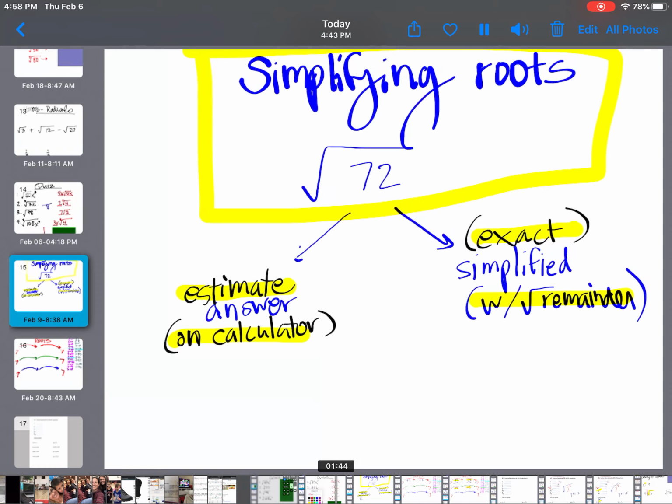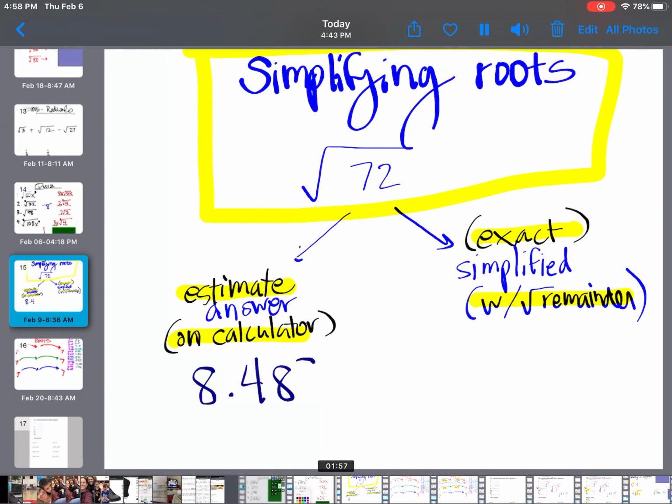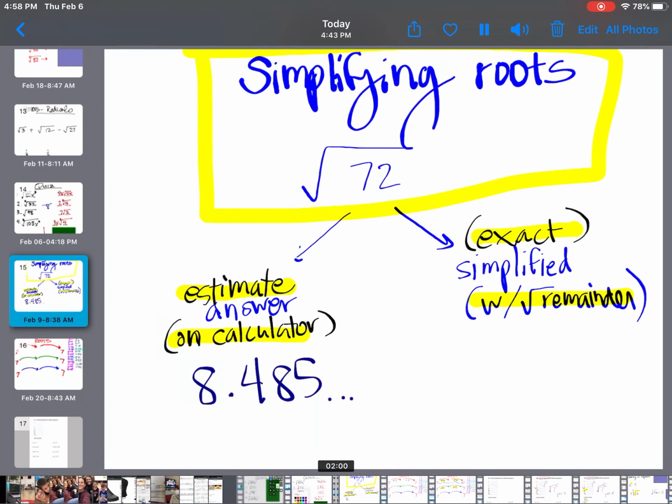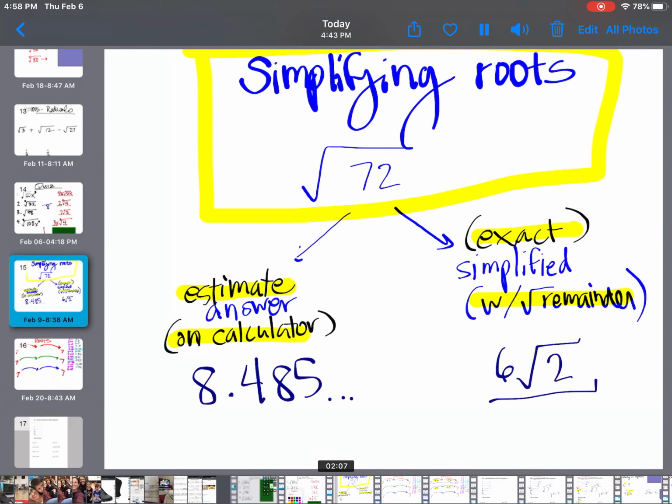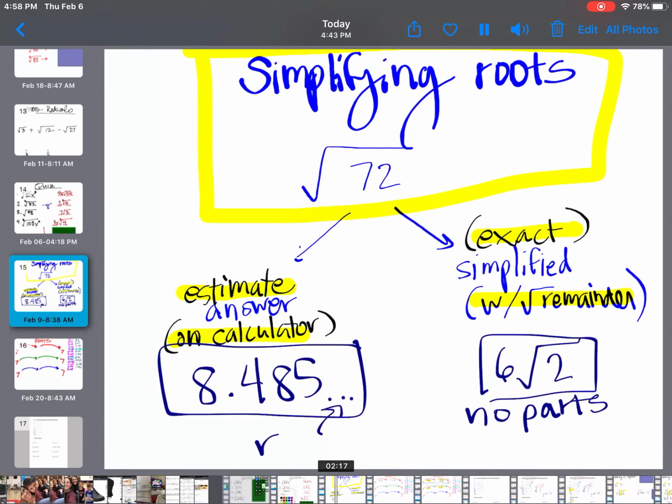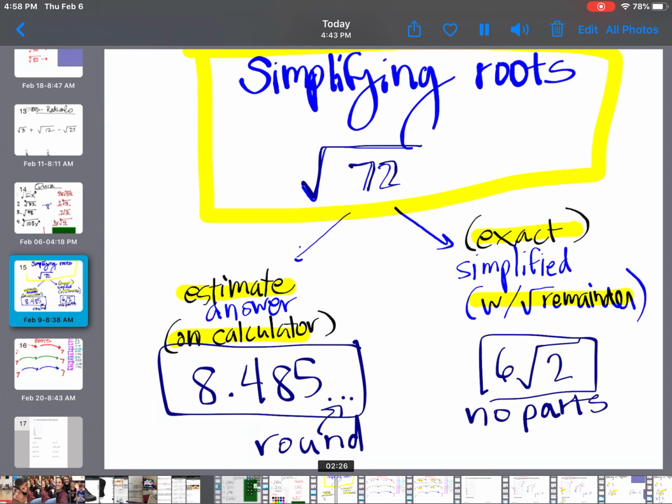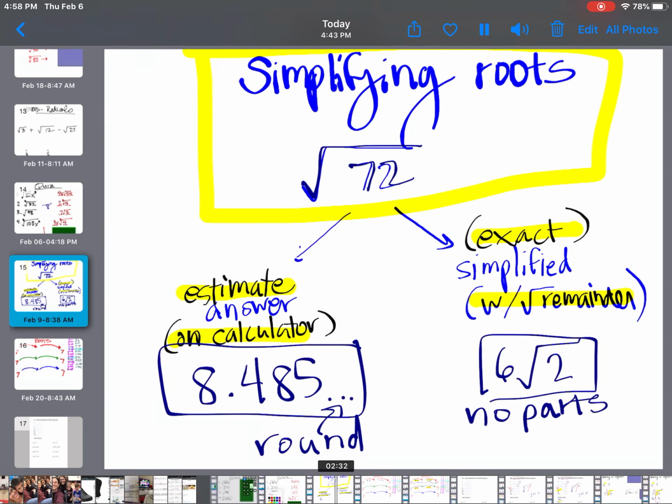The difference between simplifying with an estimate and simplifying with exact is a couple things. Estimate is on a calculator and exact is with a remainder, and here is why. With an estimate, we have to round this number off. With exact, we are going to have something left over. There's no rounding off. There's no leftover parts. Whereas on a calculator, we have to round it off, meaning this is not an exact answer. It's an estimate or an approximate.